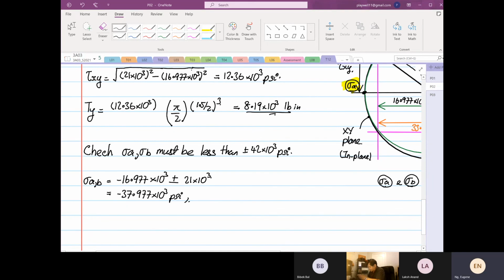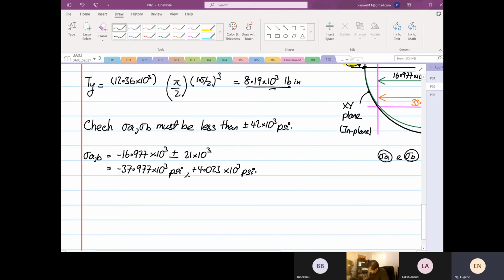So these are the principal stresses. Minus 16.977 plus 21 is equal to 4.023 times 10 to the power 3 psi. Okay, so therefore stress A and stress B are within plus or minus 42 times 10 to the power 3 psi. Okay, you have to check.